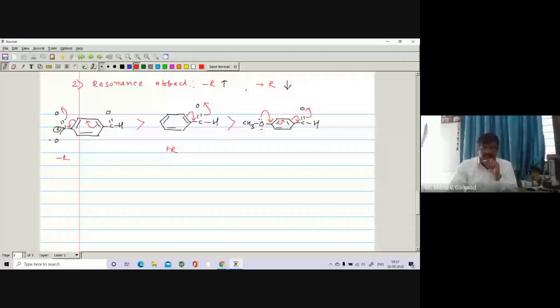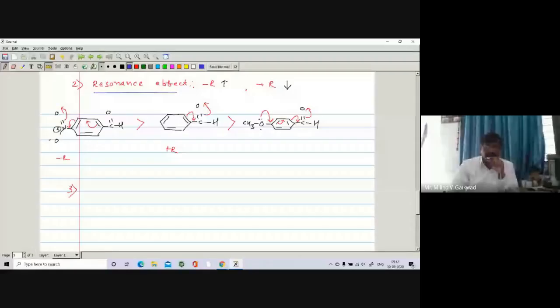Meaning benzaldehyde is more reactive as compared to para-methoxybenzaldehyde. Similarly, you can write a number of other examples also, right? So this is one of the factors which affects the reactivity, right? They will give the compounds and ask you to arrange them in increasing or decreasing order. So here we have seen the resonance effect, how it affects the reactivity, right?